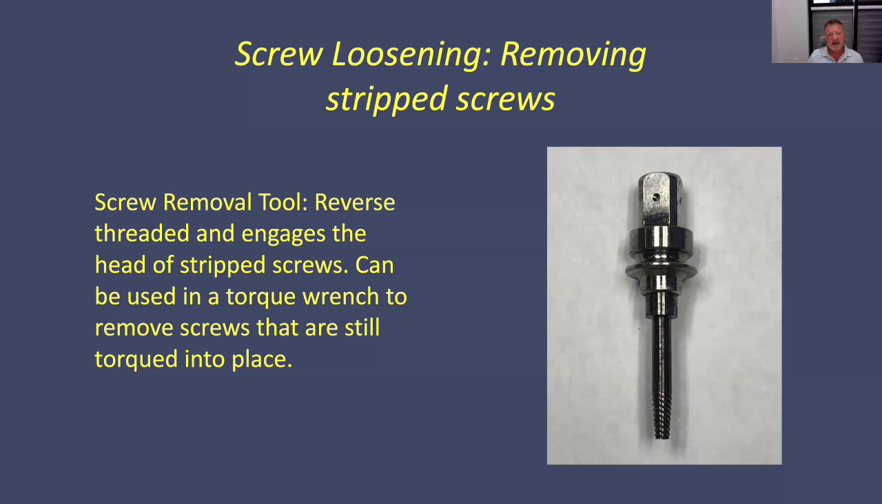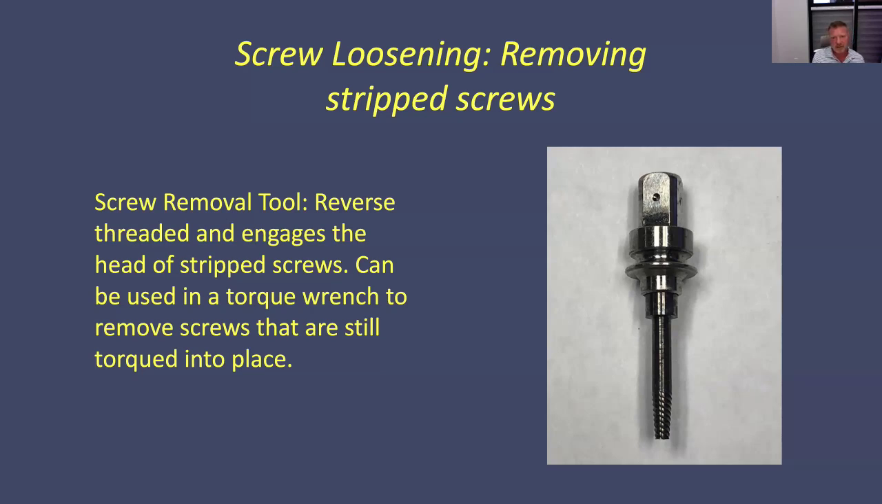So you can email me. I'll give you my email at the end if you want a specific company, but a lot of different companies will make these, but they're just reverse threaded. They fit into a torque wrench, and you basically go in a counterclockwise direction. It'll engage the head of the screw, and it'll even take out a torqued screw.